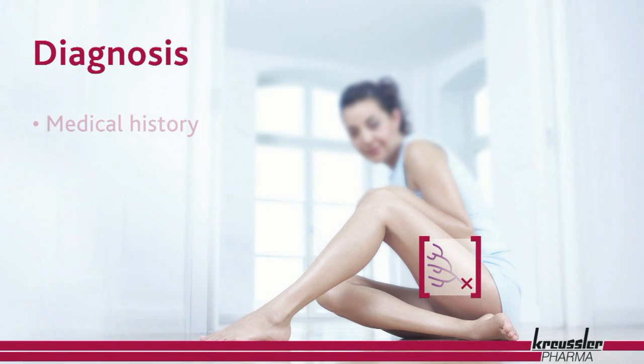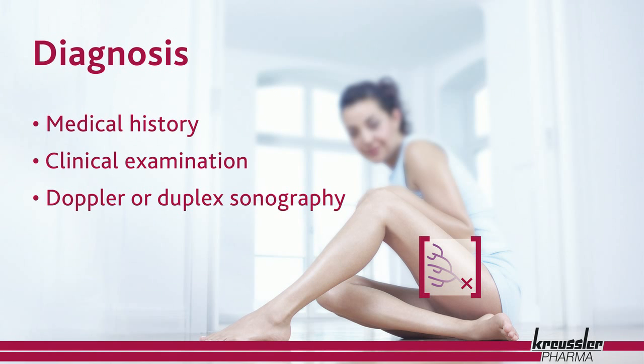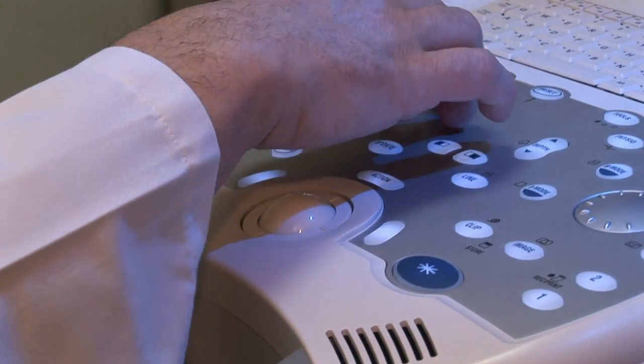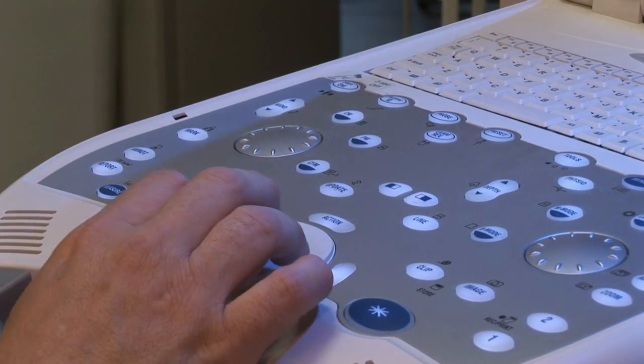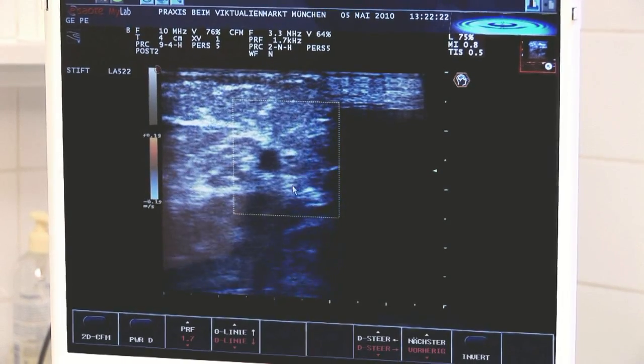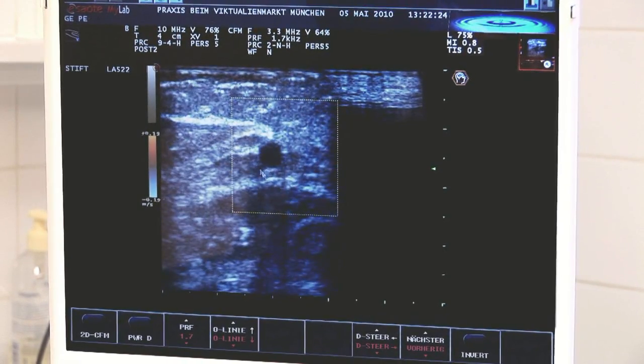Diagnosis. Adequate diagnostic testing is necessary prior to every sclerotherapy, as telangiectasias can represent the first visible symptom of chronic venous insufficiency. The diagnostic testing includes taking a medical history, clinical examination, and, ideally, Doppler or duplex sonography. Ultrasound examination can exclude diseases of the deep venous system and detect pathological reflux in the superficial venous system.